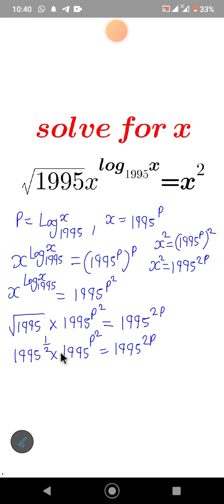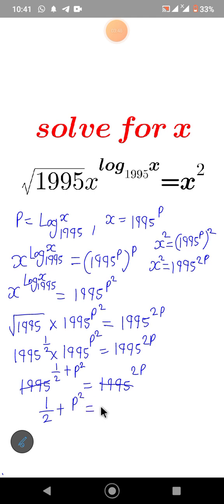Now I'll multiply these. They have the same base, so I'm going to apply the law of indices here. Pick one of the bases since both bases are equal. So we write 1995 raised to the power of 1 over 2 plus p square, all equal to 1995 raised to the power of 2p. Now they have the same base again, so the bases cancel each other. So we now have 1 over 2 plus p square equal to 2p.